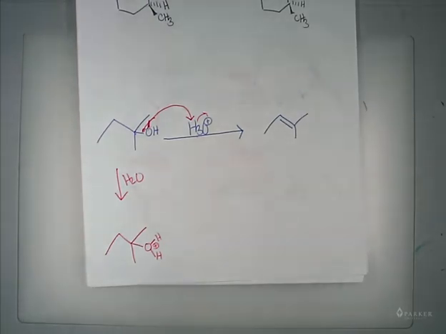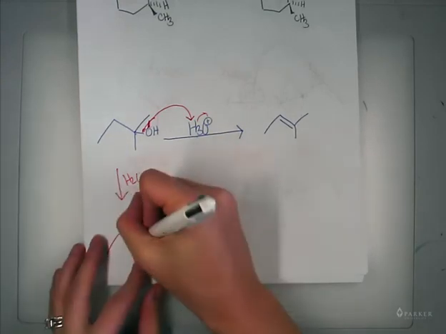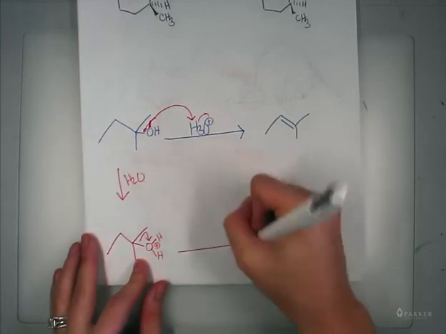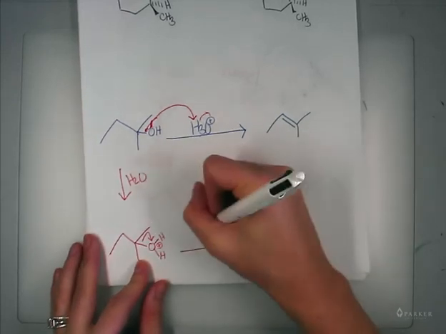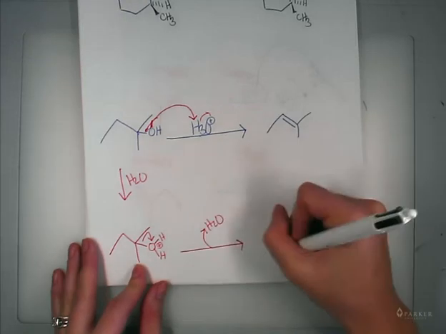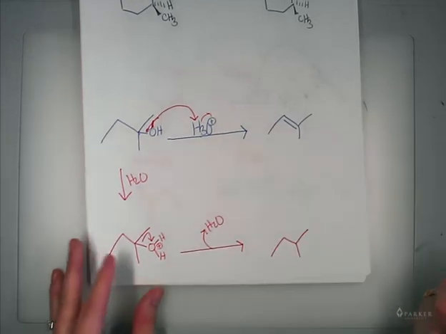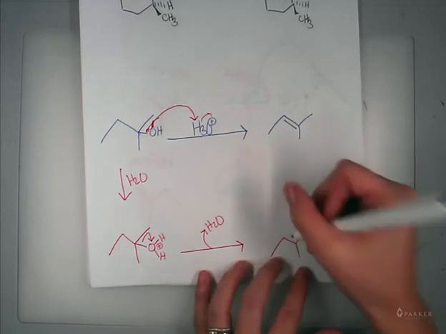All right, now from this point on, it's your regular E1 mechanism. Okay, so let's see here. What's my first step in an E1? Leaving group leaves, which is water. And what's on that carbon? Carbocation.